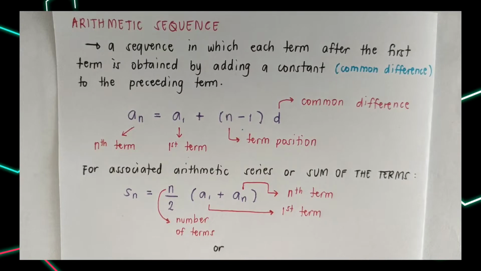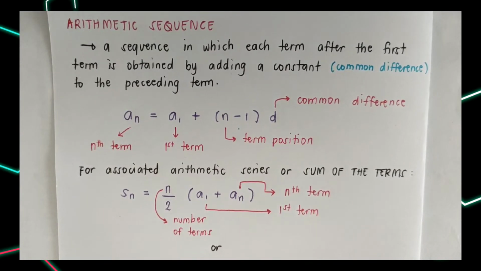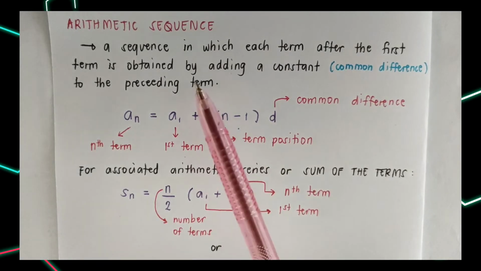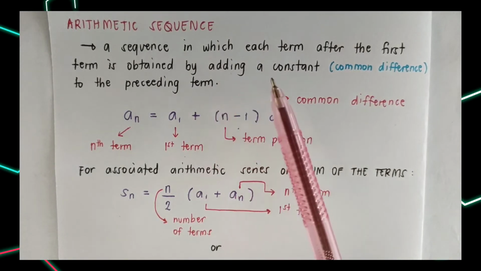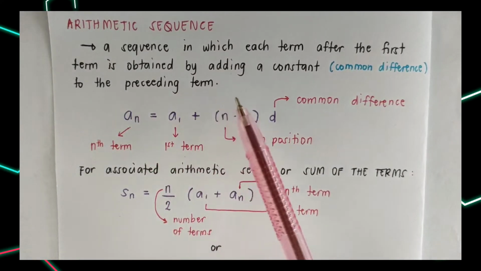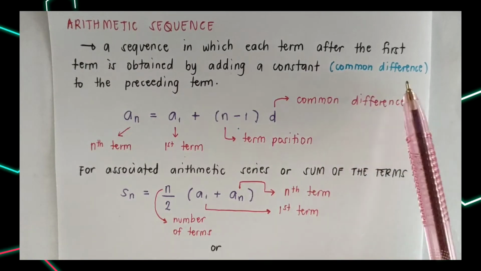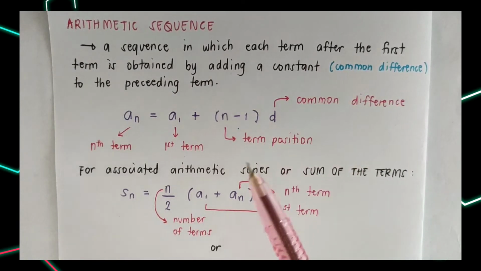What do you mean by an arithmetic sequence? An arithmetic sequence is a sequence in which each term after the first term is obtained by adding a constant, and that constant is known as the common difference, to the preceding term.